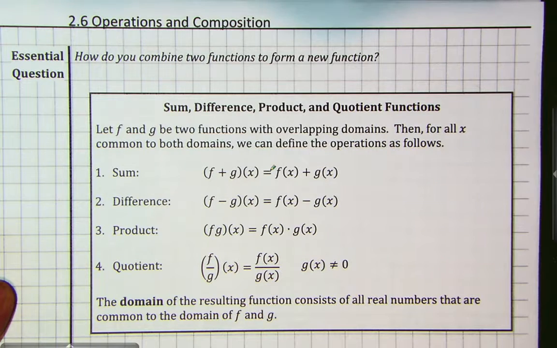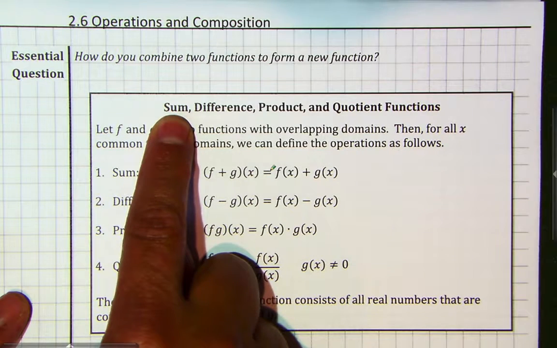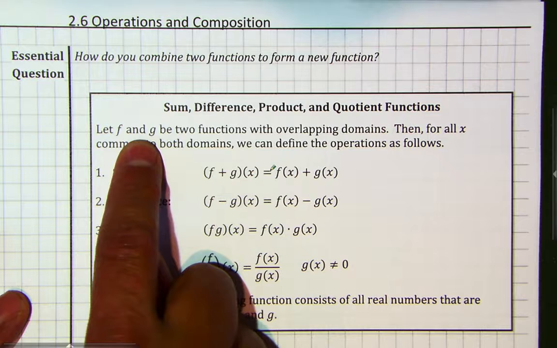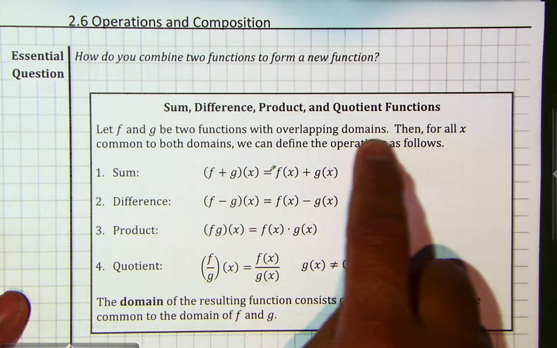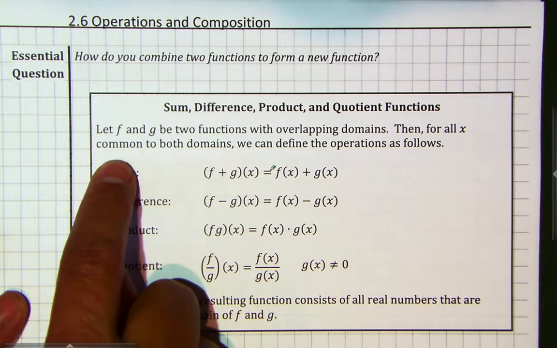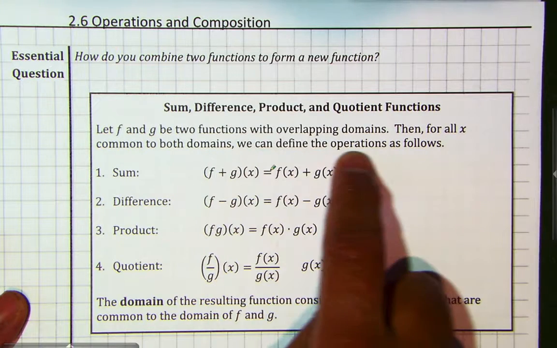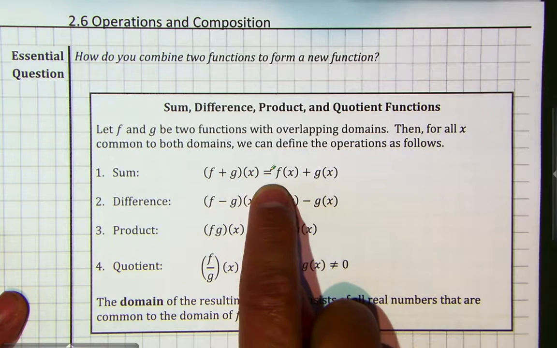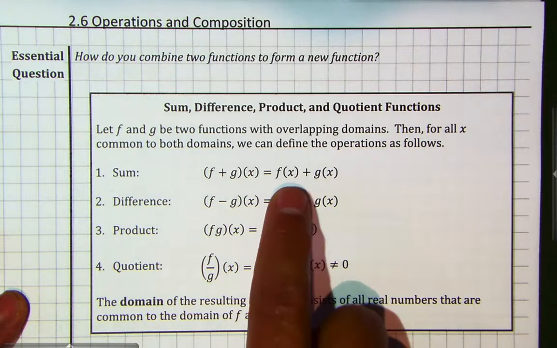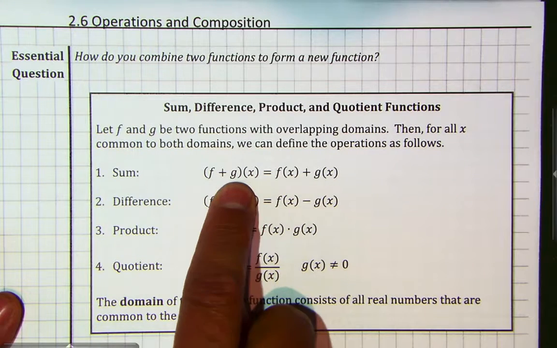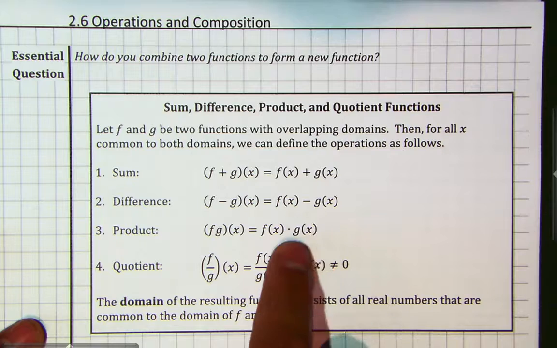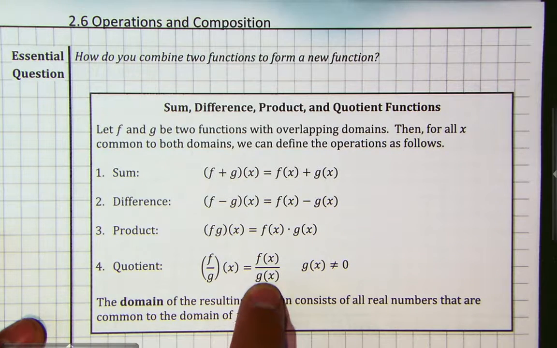Go and pause it. So we're going to be adding, subtracting, multiplying, and dividing functions. Let f and g be two functions with overlapping domains. Then for all x common to both domains, we can define the operation as follows. The notation that you guys used last year in Algebra 1 was this notation here, f of x plus g of x. We are going to be introducing this notation in this class, which is equivalent. So we can add them, subtract them, multiply them, or divide them. But we know that whenever we divide, your denominator cannot be 0.